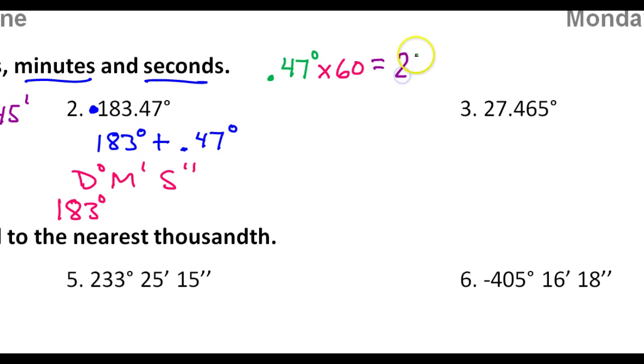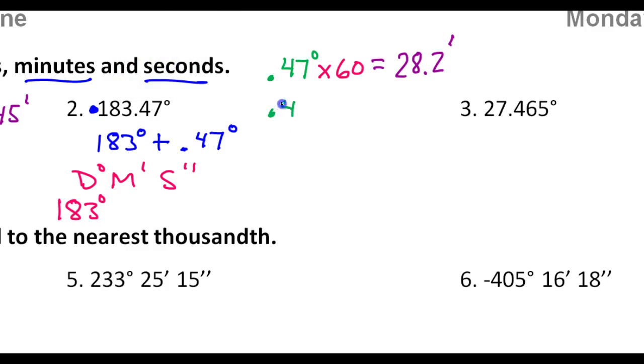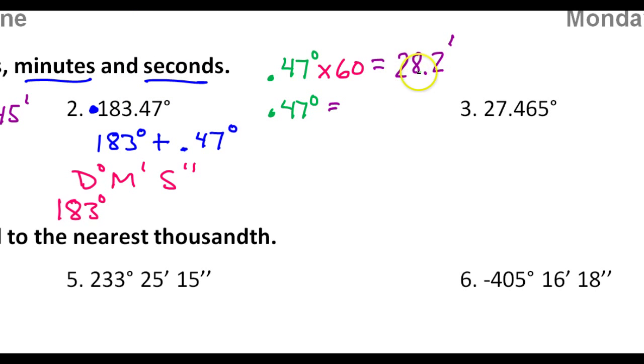Okay, so what I have now is 28.2, and now I've converted this to minutes. Now I don't want any decimals right now, so I'm going to have to break this up further. So here's the deal. What that means is that my 0.47 degrees is the same thing as 28.2 minutes. Well, that's the same thing as 28 minutes plus 0.2 minutes. I'm just splitting that up. So there I've got my minutes now. So I've got my 28 minutes.